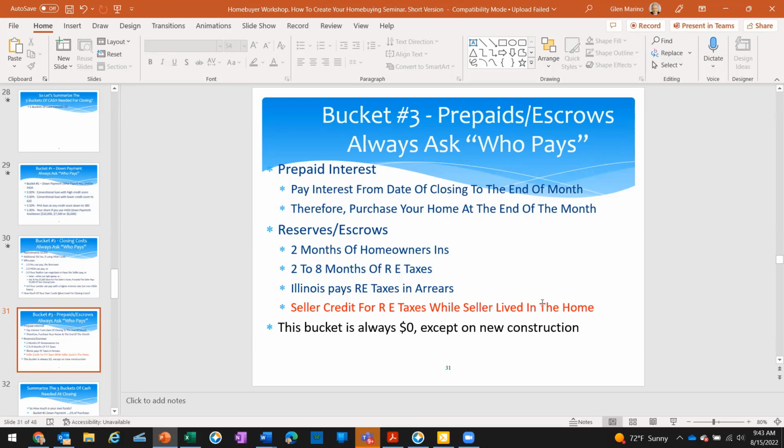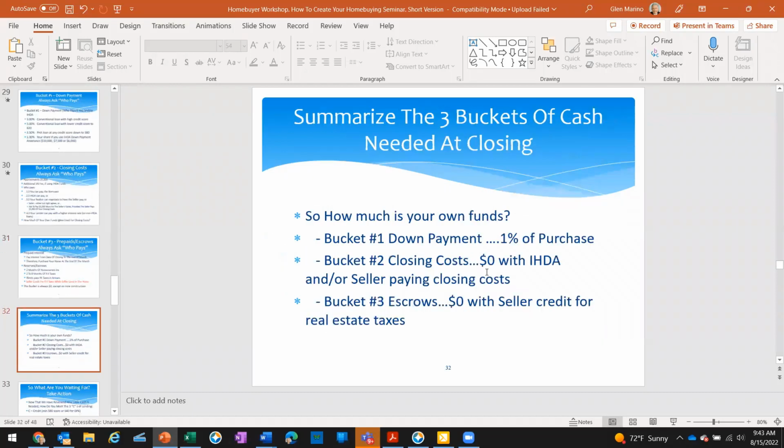And we know that the real estate tax credit exceeds what the lender wants you to set up in your initial escrow at the closing. So this bucket is always 0, except on new construction.